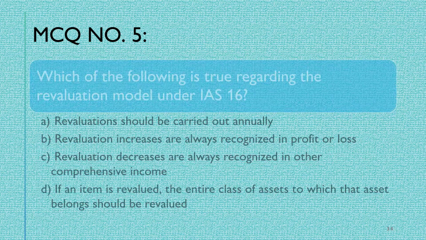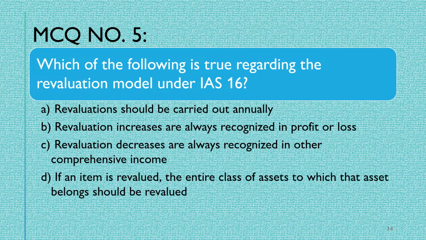Question number 5. Which of the following is true regarding the revaluation model under IAS 16? Option A. Revaluation should be carried out annually. Option B. Revaluation increases are always recognized in profit or loss. C. Revaluation decreases are always recognized in other comprehensive income. Option D. If an item is revalued, the entire class of asset to which that asset belongs should be revalued. And the correct answer is option D. If an item is revalued, the entire class of assets to which that asset belongs should be revalued.